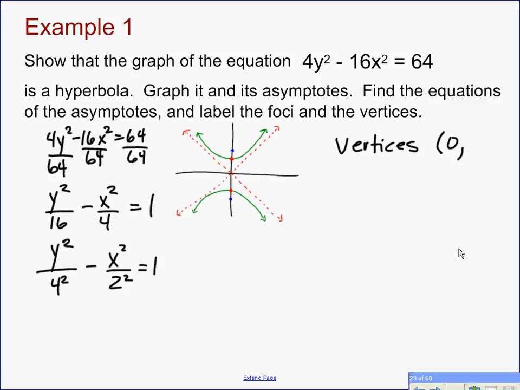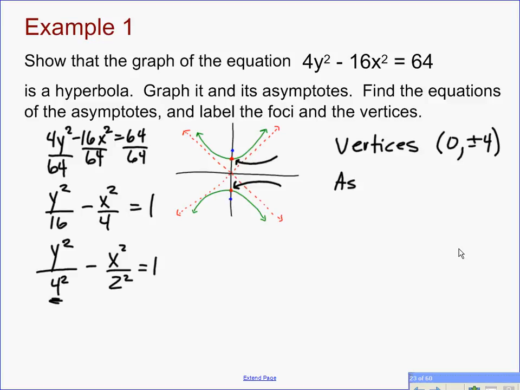And we need to think, and there are red spots here and here. They're going equidistant up and down that y-axis. So if we look at this 4 here, this 4 is going to tell us that since it's 4 squared, it's going to move up 4 and then down 4. So vertices are going to be at positive and negative 4. Right? And then now let's go to our asymptotes next.